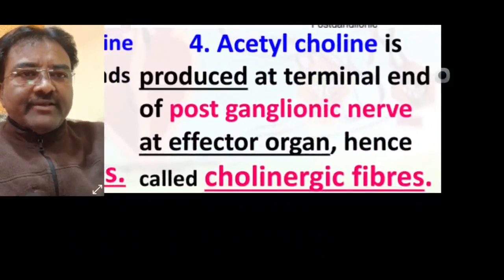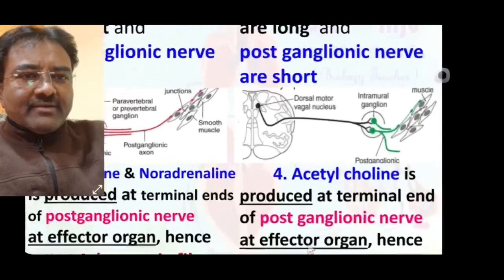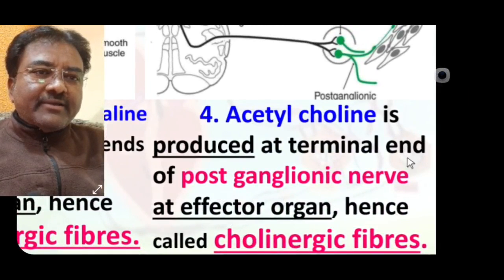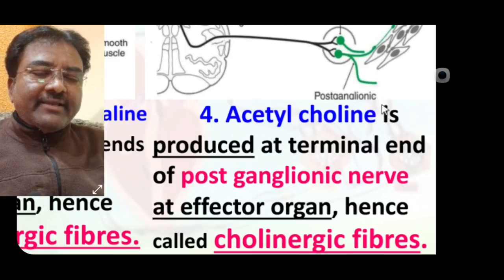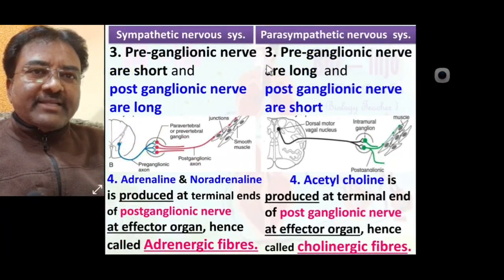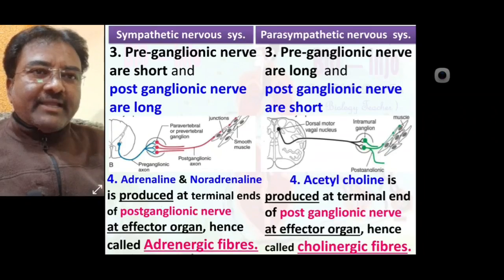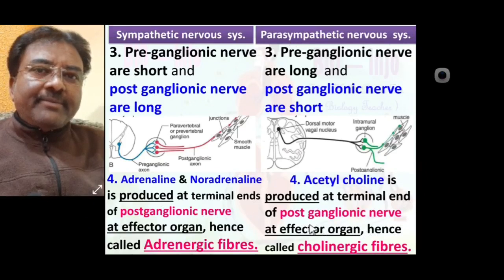So the postganglionic nerves of the parasympathetic nervous system are called cholinergic fibers. Why? Because they produce acetylcholine, so we call them cholinergic fibers. Seen here, in the sympathetic nervous system the postganglionic nerves are called adrenergic fibers, and in the parasympathetic nervous system the postganglionic nerves are called cholinergic fibers.